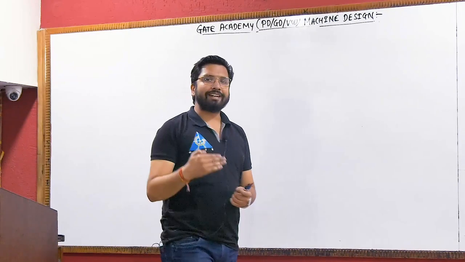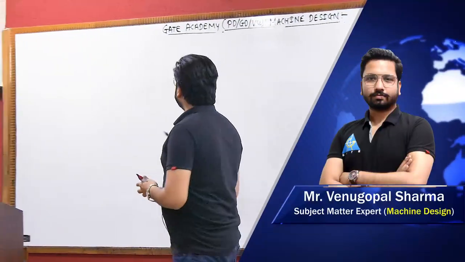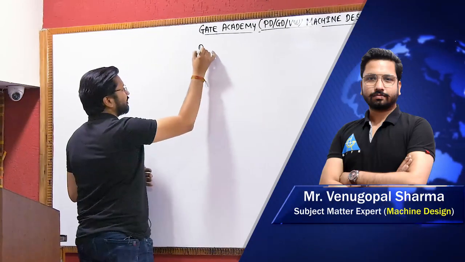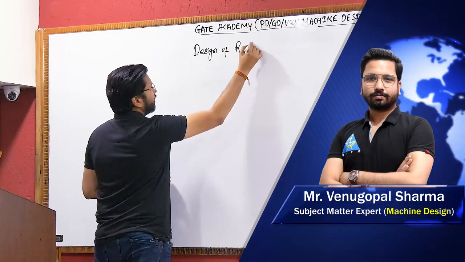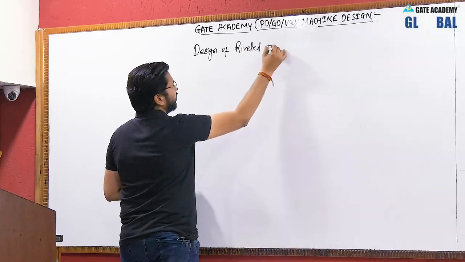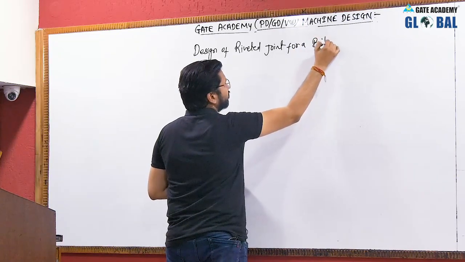So now we will discuss the riveted joints in a boiler. We will design the riveted joint for a boiler shell.